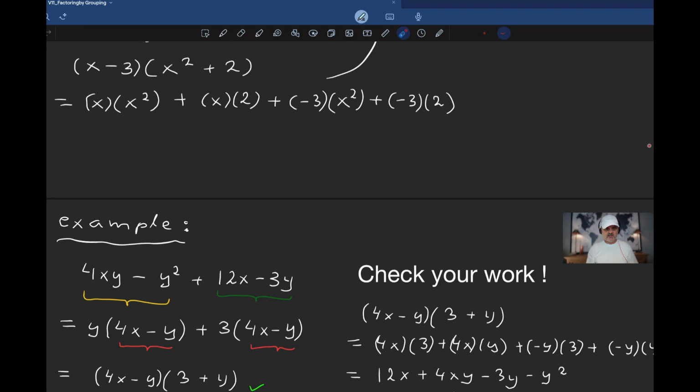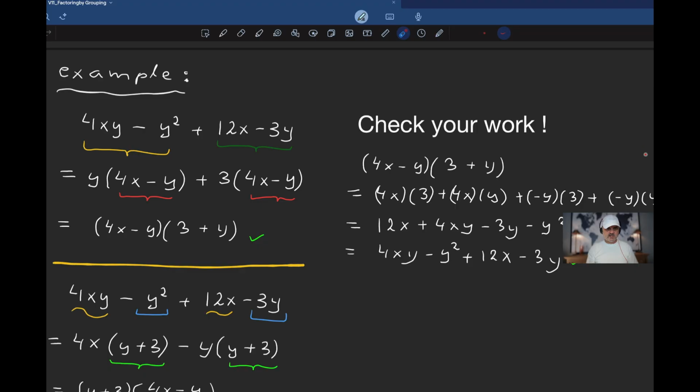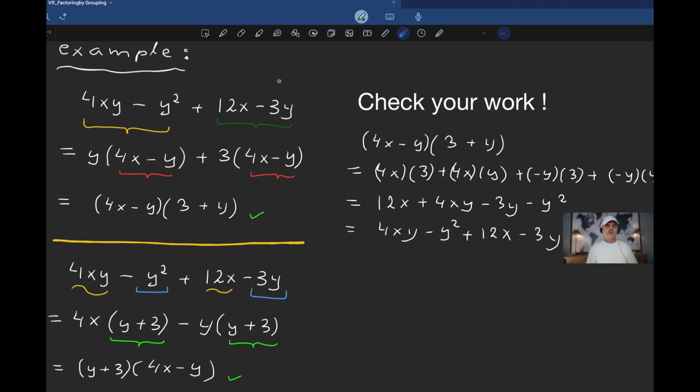Let's proceed to the next example. In this example, we have a polynomial with 4 terms again, but with 2 variables included. So the first strategy is to divide in 2 groups in this particular order, and down below you will see another way of grouping terms.